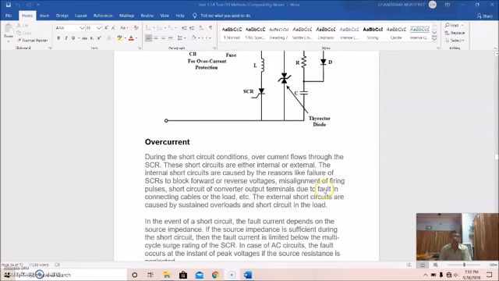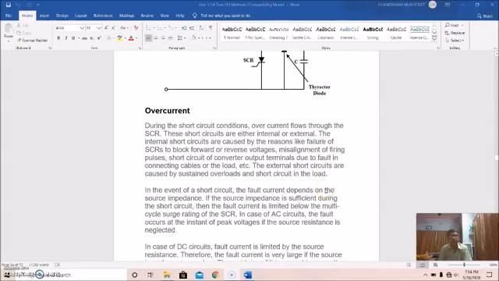Now, overcurrent: during short circuit conditions, overcurrent flows through the SCRs. These short circuits are either internal or external. The internal short circuits are caused by reasons like failure of SCRs to block forward or reverse voltages, misalignment of firing pulses, and short circuit of converter output terminals due to a fault in connecting cables or load, etc. The external short circuits are caused by sustained overloads and short circuits in the load.